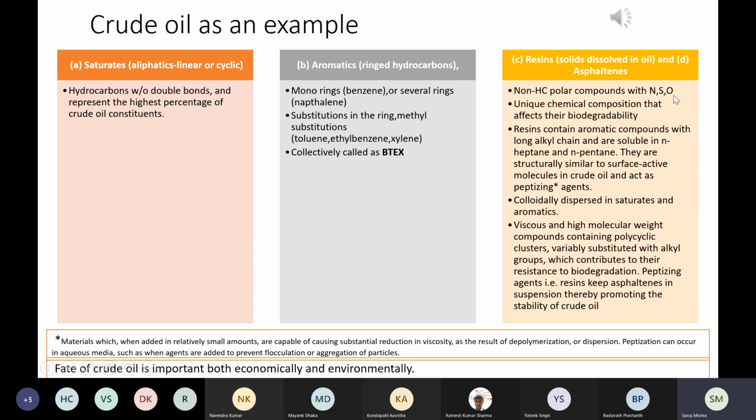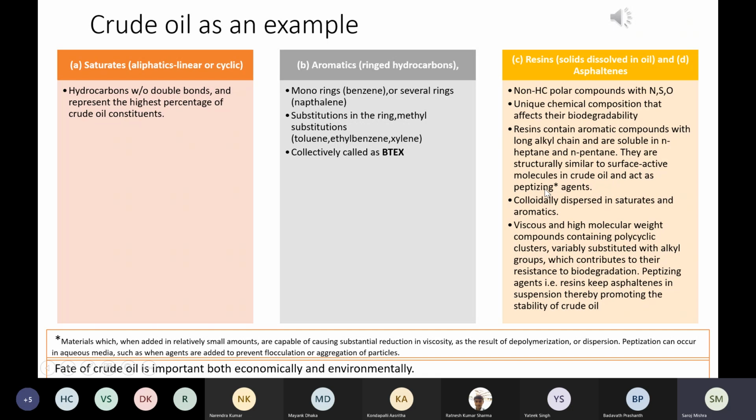Oxygen can give phenolic compounds, and they lend solubility to these aromatic molecules. The resins and asphaltenes have a unique chemical composition that affects their biodegradability. The resins will contain aromatic compounds which have very long alkyl chains. They are soluble in n-heptane and n-pentane. They are structurally very similar to surface active molecules in the crude oil, and they act as peptizing agents.